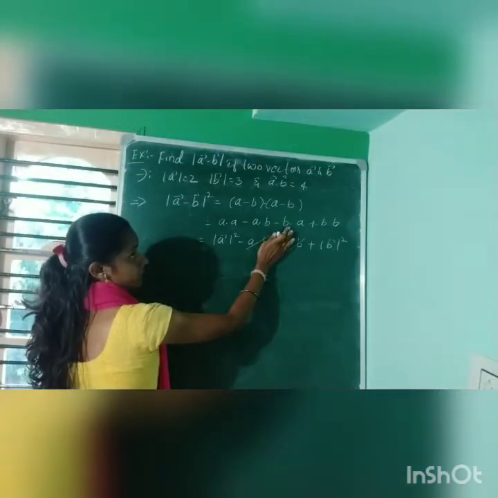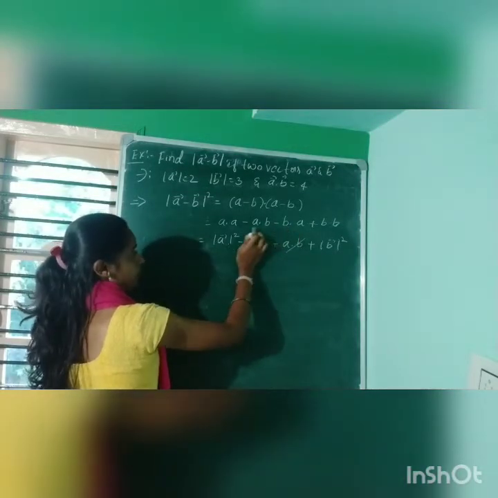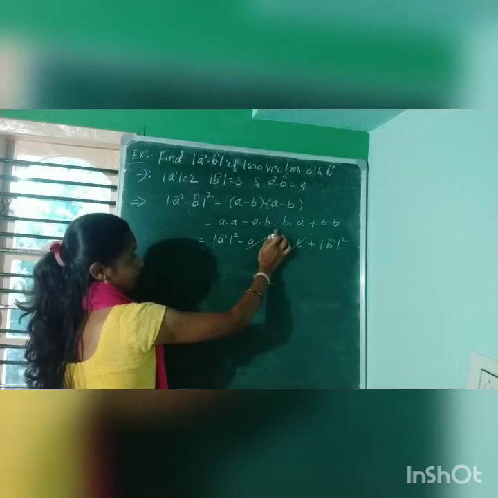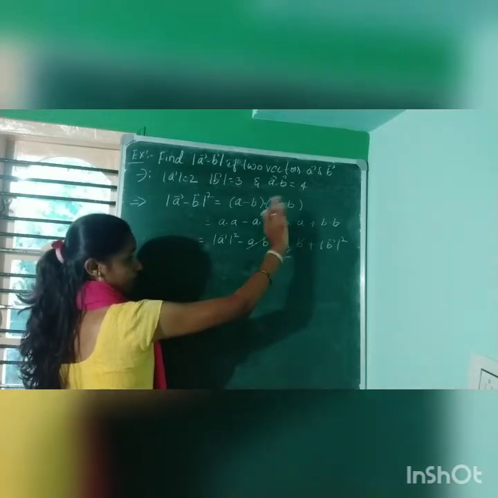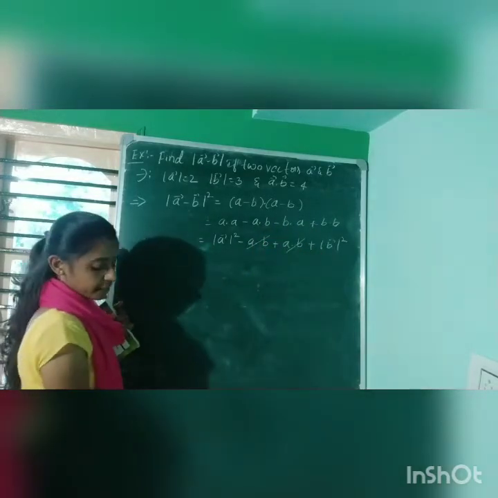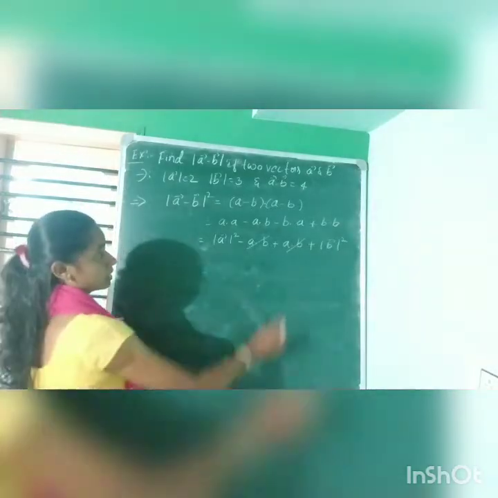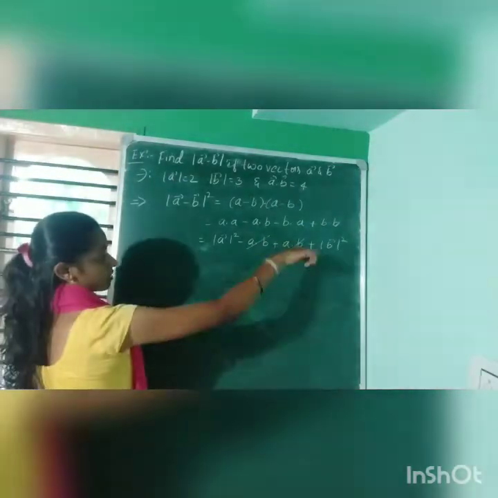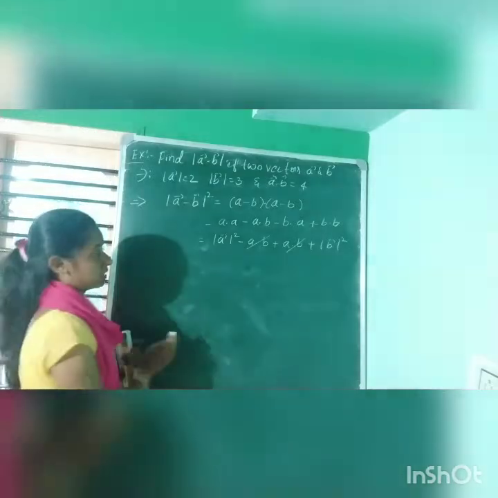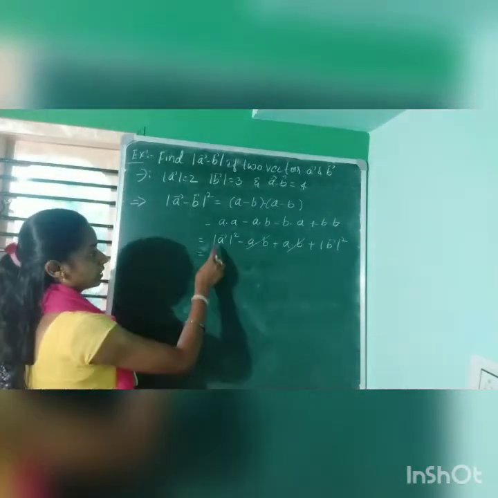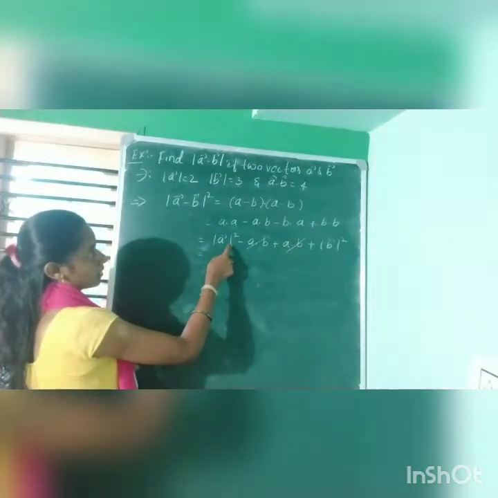Here our terms are different. Minus A dot B is there, minus B dot A is there. If I change the vectors in a dot, the sign will change. So minus B dot A can be written as plus A dot B. So in that case, both get cancelled. Magnitude of A whole square, which is given.